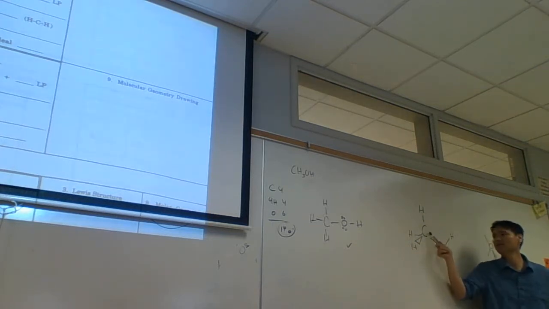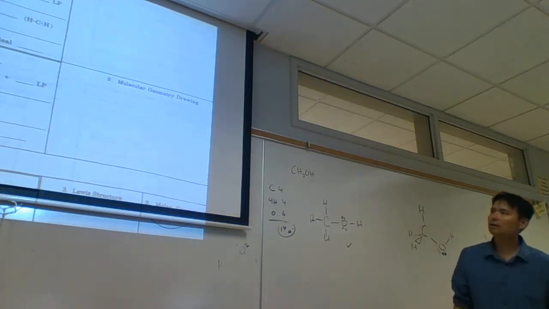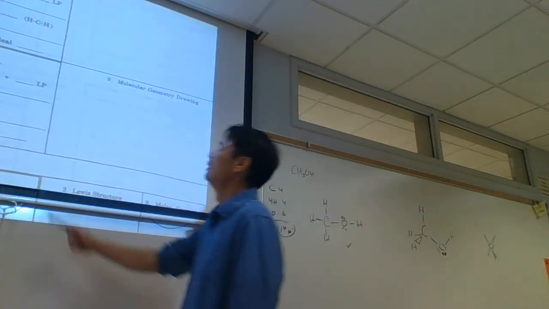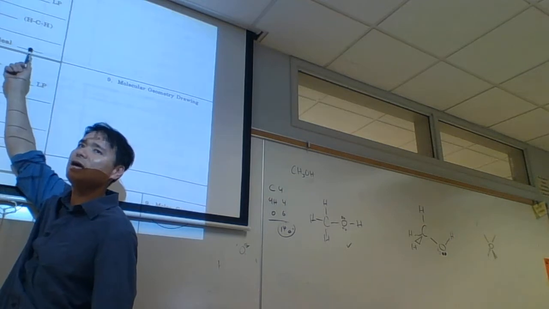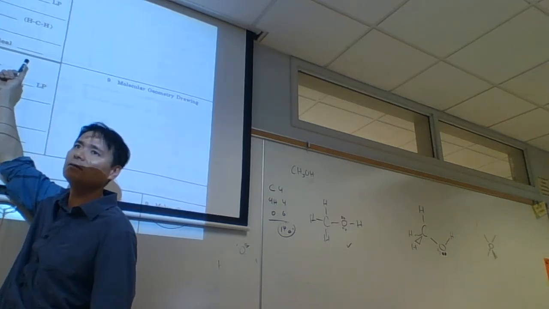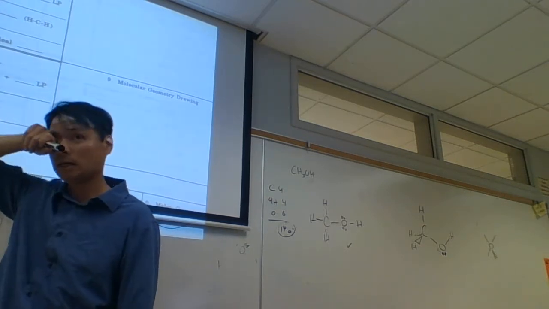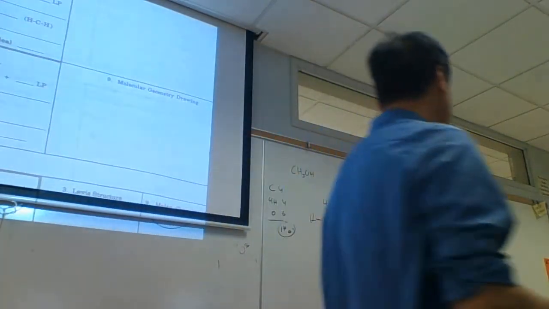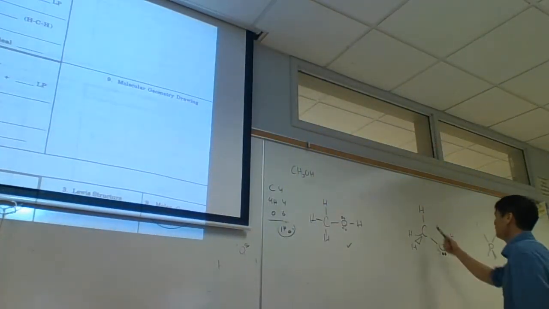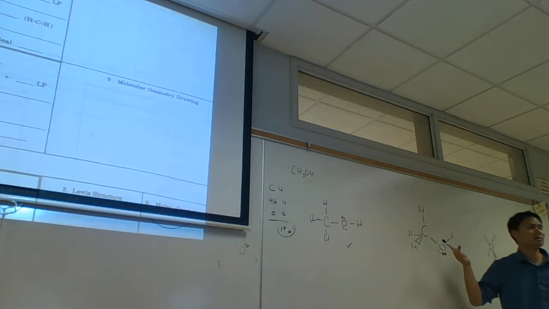What is the HCO angle? I don't know why they didn't put HCO. There are 2 angles. There's the HCH angle and there's the HCO angle. So write in HCO on your page there. What is the HCO angle? Should be about 109. You know, they're all single bonds.